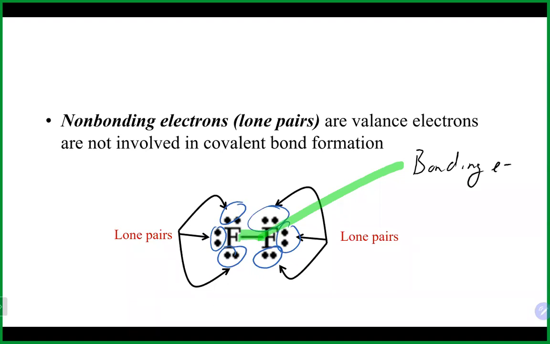So the electrons that are involved in the bond are known as bonding electrons. The ones that are not involved in bonds are known as non-bonding electrons. It is only the bonding electrons that are typically drawn with a line. So we don't typically draw lines for non-bonding electrons. We only use lines for bonding electrons.